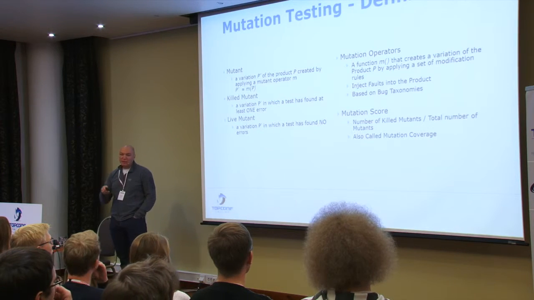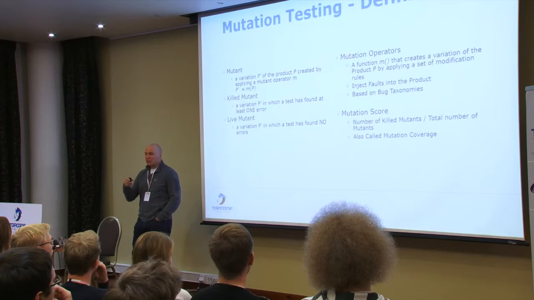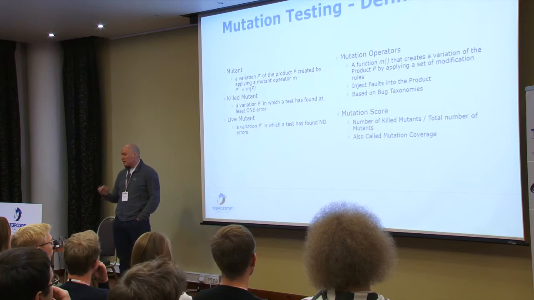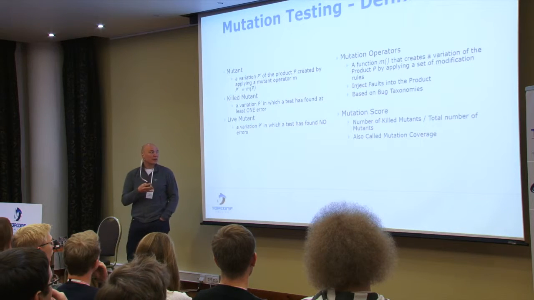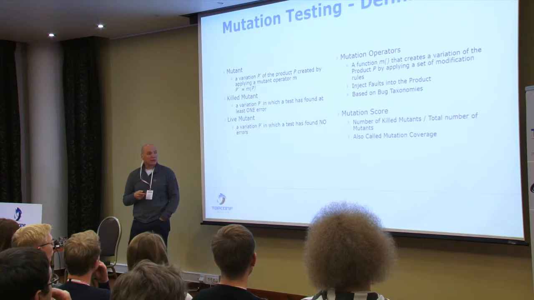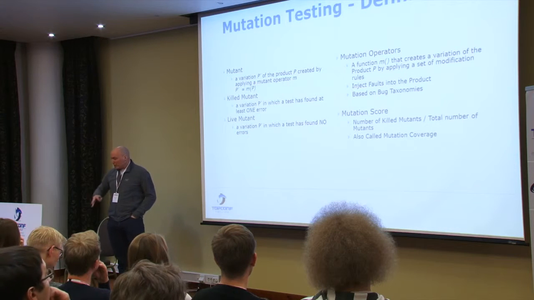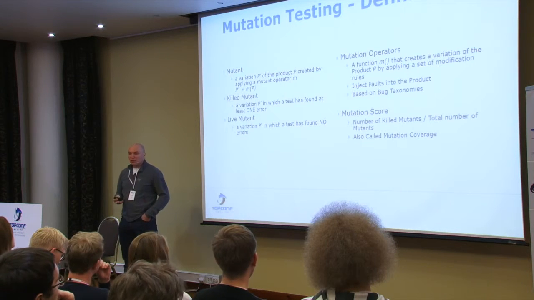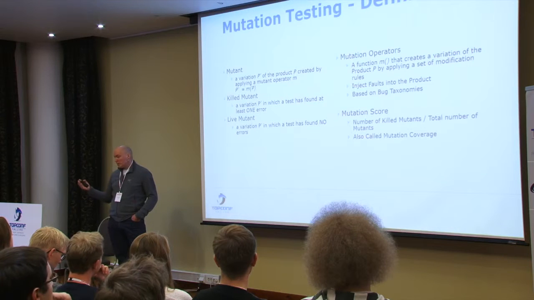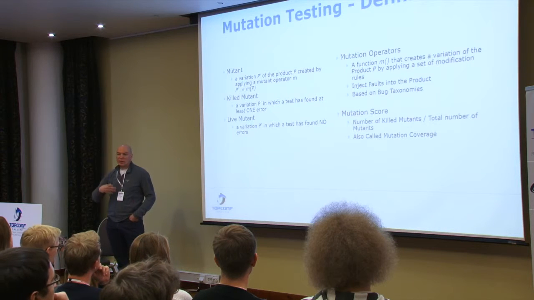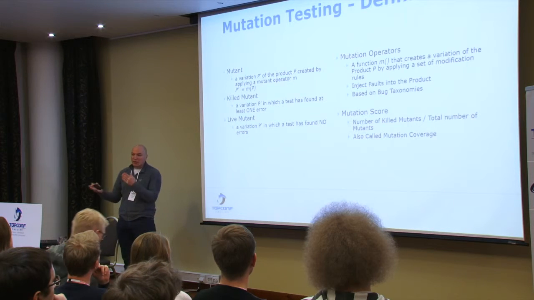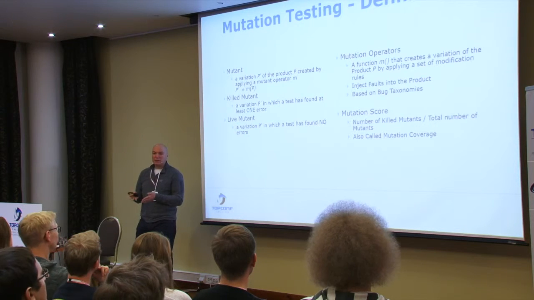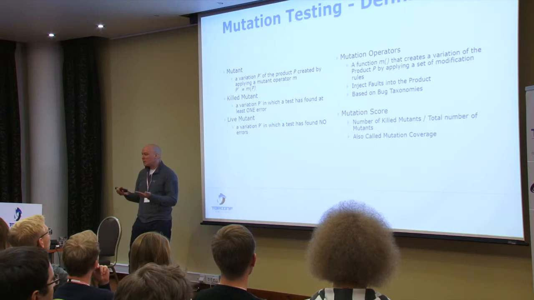When the test suite found a fault and got red, then it killed a mutant. When the test suite didn't find the fault, we have a live mutant. When we put this all together, we can calculate the mutation score. This is all the killed mutants divided by the total number of mutants. So you get a number between 0 and 1, or a percentage. And then you can say, OK, this is the quality, the adequacy of my test suite.